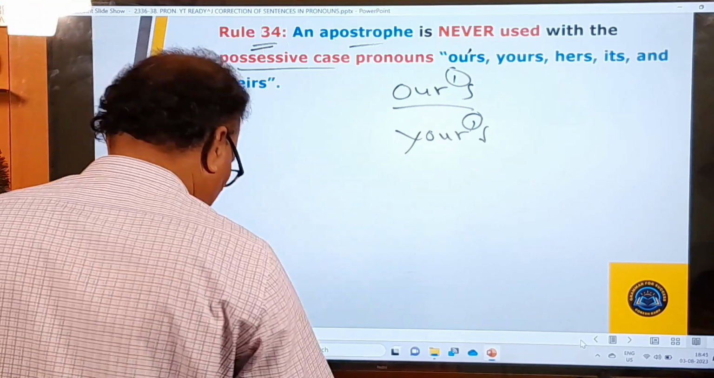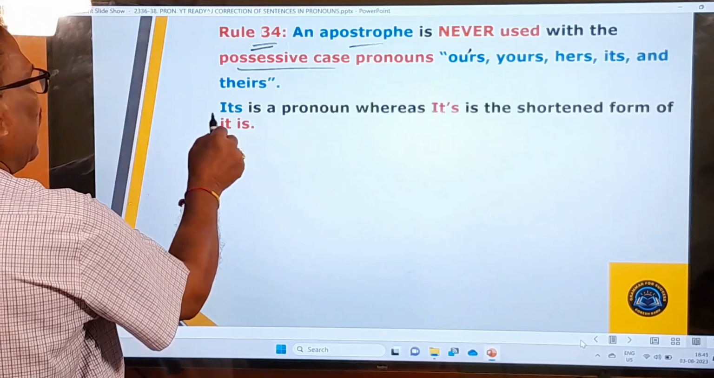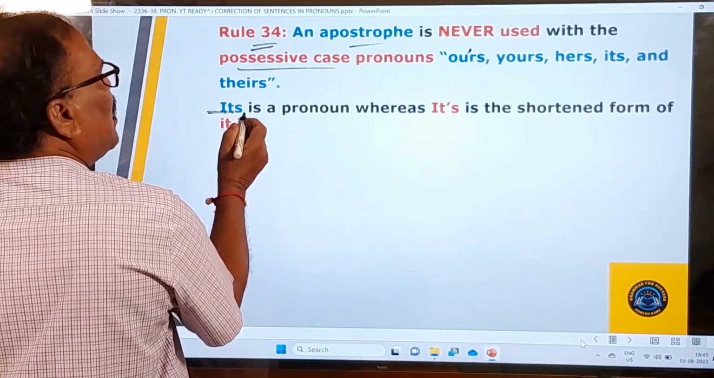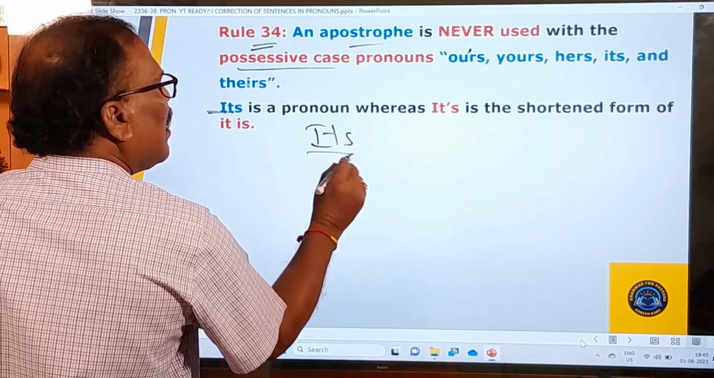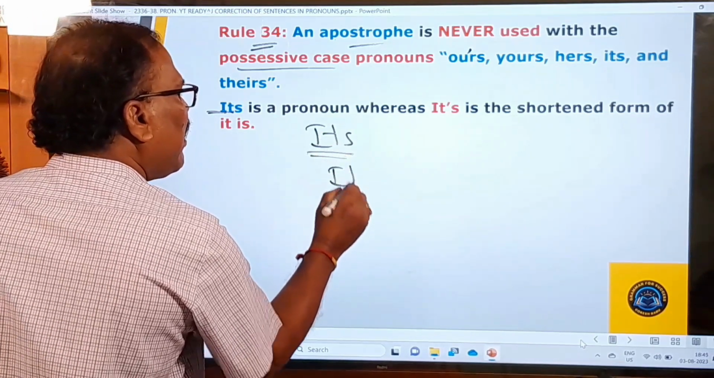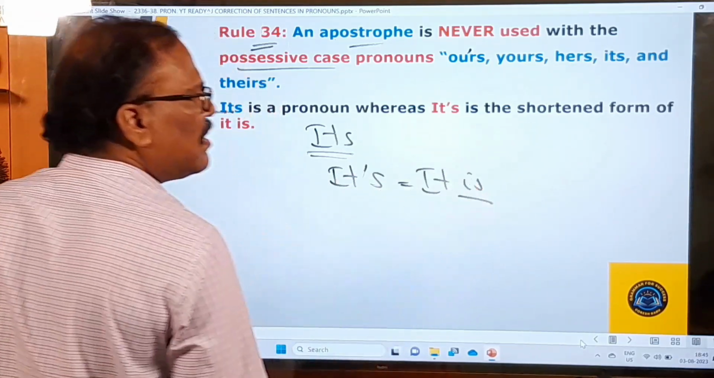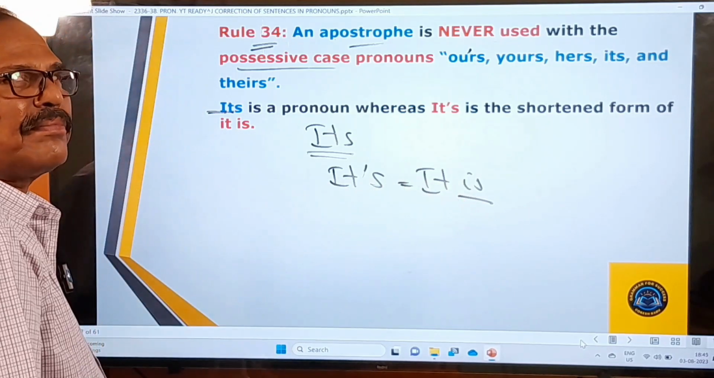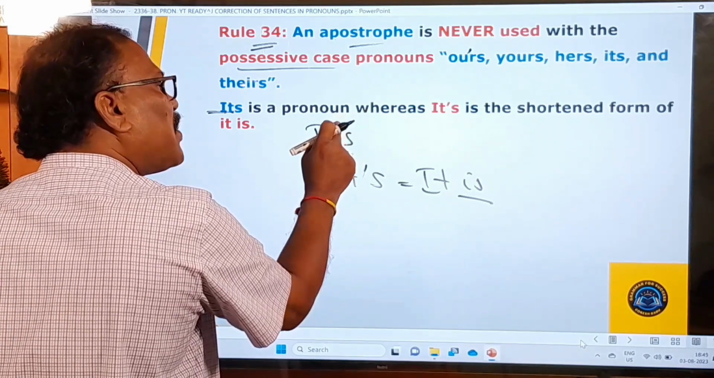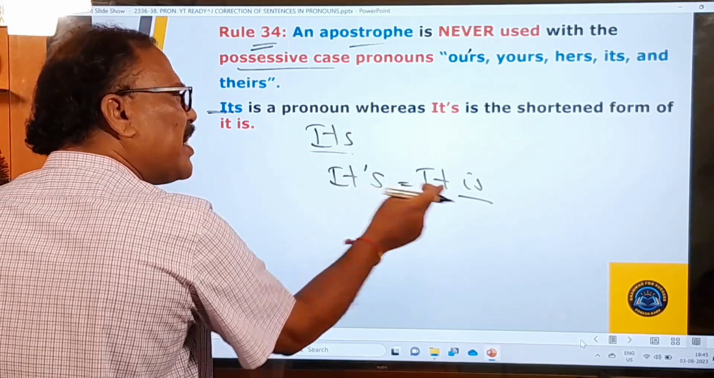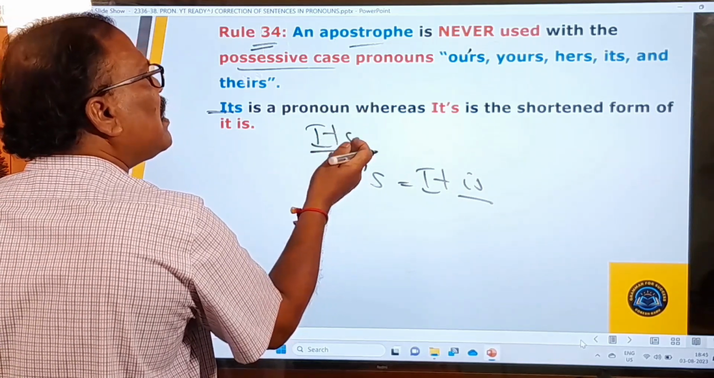Right. Now you have understood that one. Now I'll give you the examples. It's, of course, most of the students make a mistake of writing this. When you write its, it's a possessive case pronoun. But whenever you say it's with an apostrophe s, then it means it is. The short form of it is is it's. The possessive case pronoun is its. See the difference? Without apostrophe, with apostrophe. With apostrophe means it is. Without apostrophe, it is a possessive case pronoun.